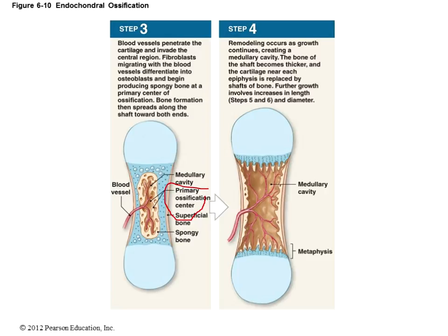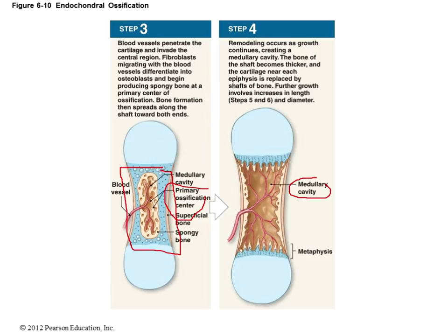And the primary ossification center is where we see the shaft taking shape, right? The diaphysis starting to take shape as blood vessels penetrate and form inside that primary ossification center. We see spongy bones starting to form as well, and growth continues.